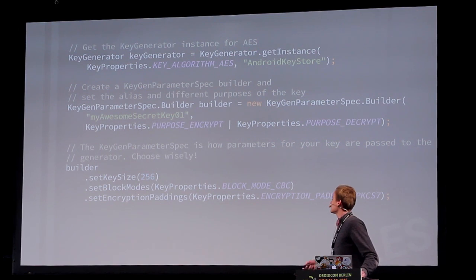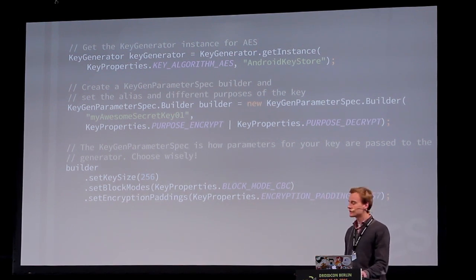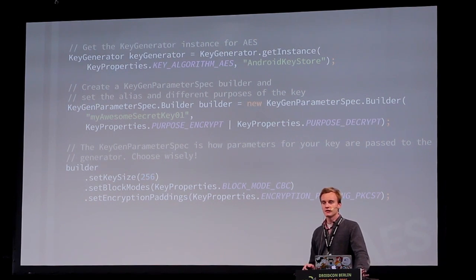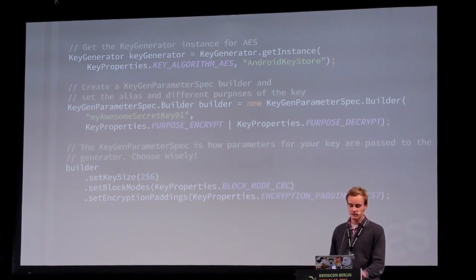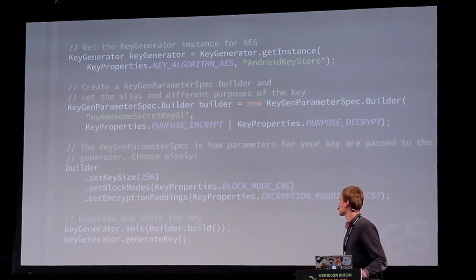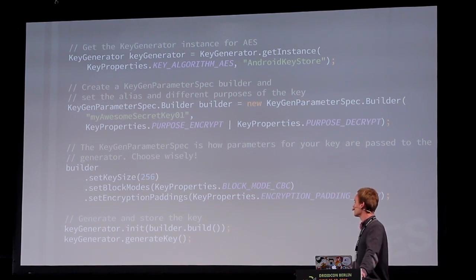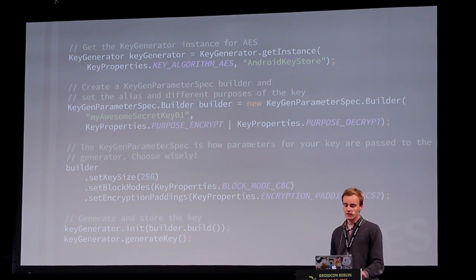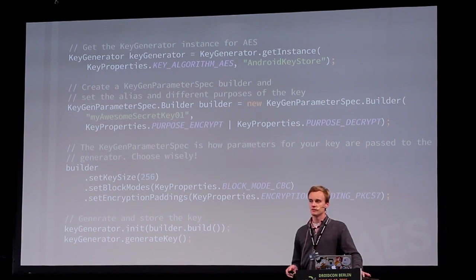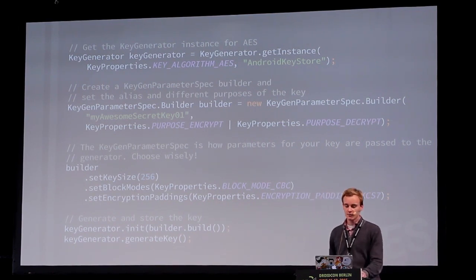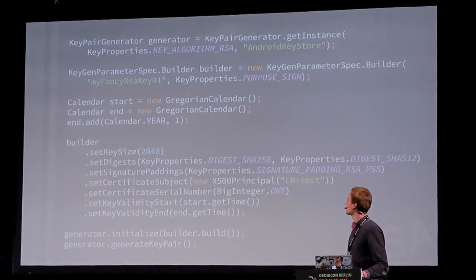And here is how everything works. It's just a simple builder pattern. So you can set the key size to 256 bits, the block mode and the encryption padding. So it's all this encryption-specific stuff. And after all, you just say keyGenerator.init with the builder build and keyGenerator.generateKey, and the key is generated. And now we would have the my awesome secret key 01 stored inside our keystore.